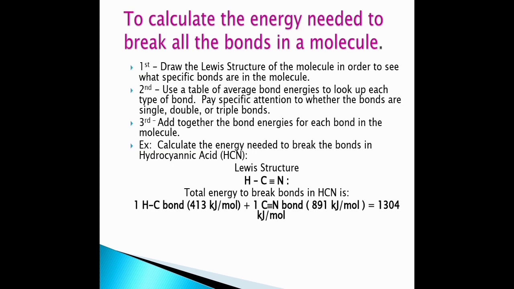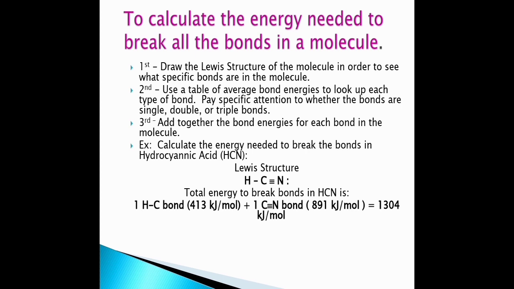To calculate the energy needed to break all bonds in a molecule, first draw the Lewis structure of the molecule in order to see what specific bonds are in the molecule. Number 2, second, use a table of average bond energies to look up each type of bond. Pay specific attention to whether the bonds are single, double or triple. Third, add together the bond energies of each bond in the molecule.